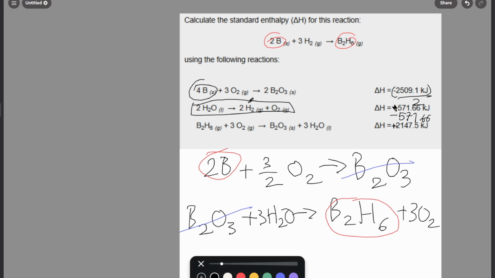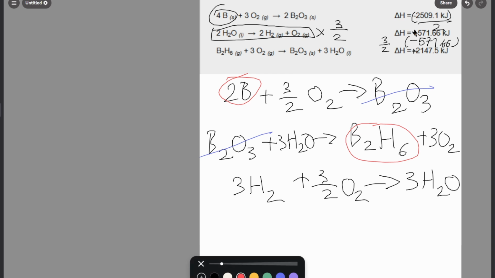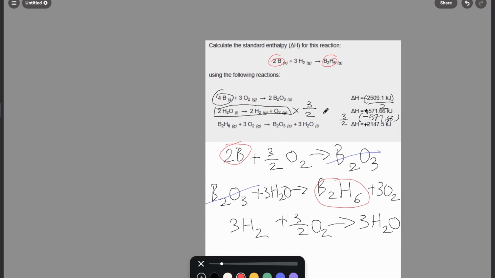71.66. And we also need to times this whole thing by 3 over 2, right? Because 2 times 3 over 2 is 6 over 2, and that's 3. And let's quickly write that. So that's H2 plus 3 over 2 O2 plus 3H2O. Alright, so let's see what we have and what we can cancel.